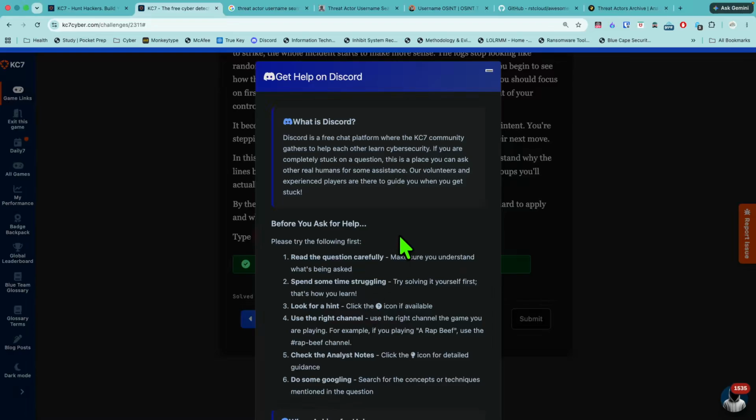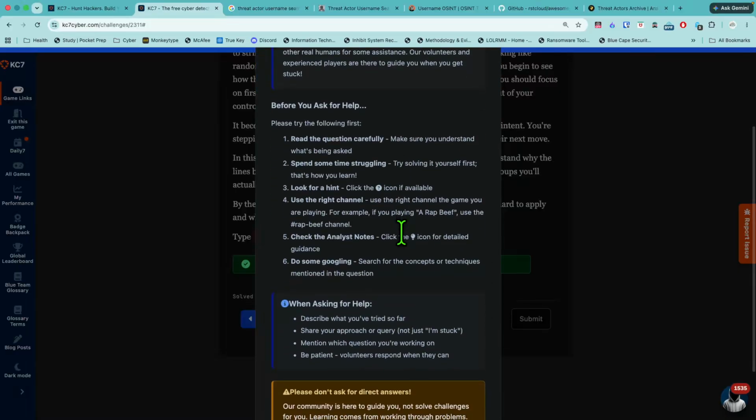So Discord is a free chat platform where the KC7 community gathers to help each other learn cybersecurity. If you are completely stuck on a question, this is a place you can ask other real humans for some assistance. Our volunteers and experienced players are there to guide you when you get stuck. Now before you ask for help, please try the following first.